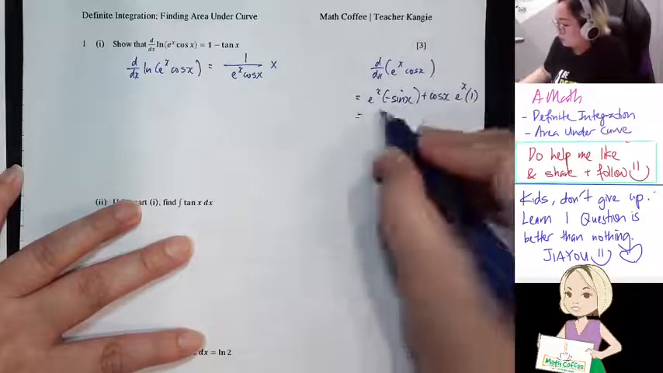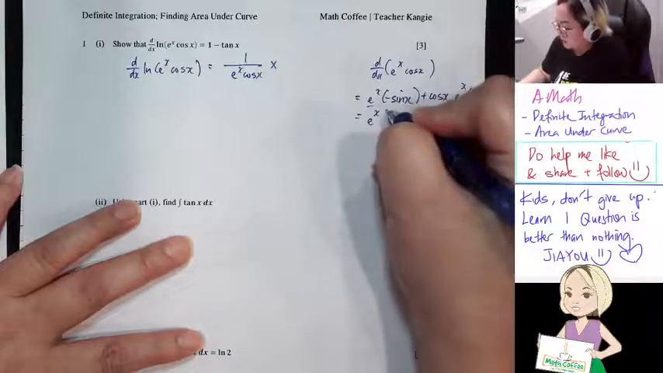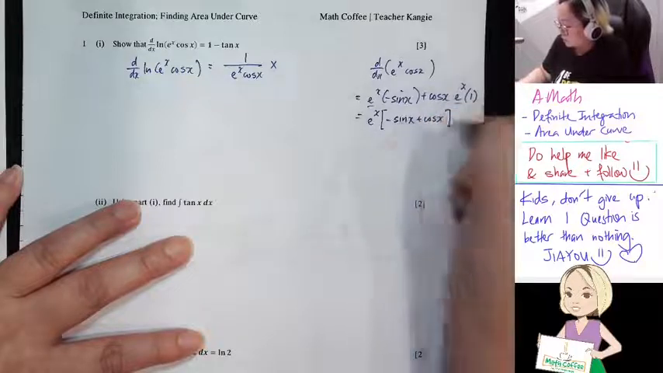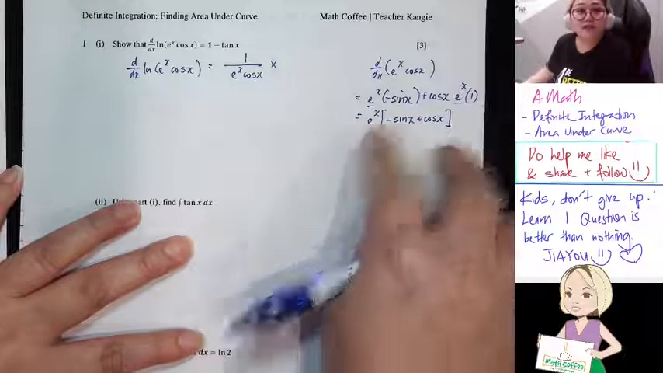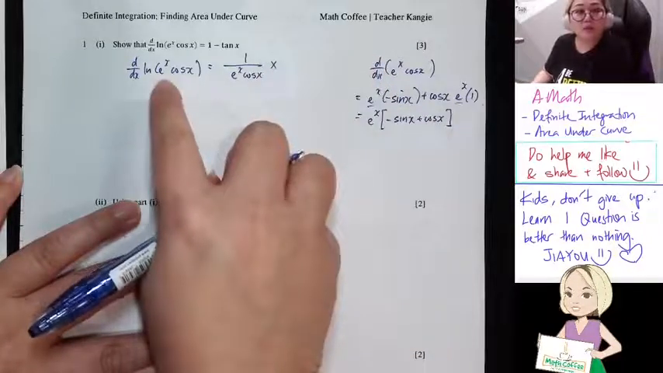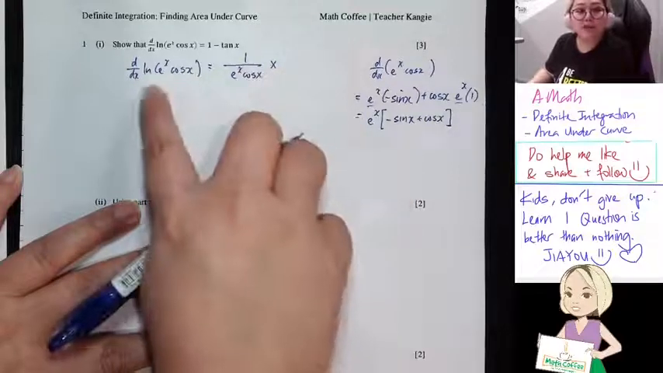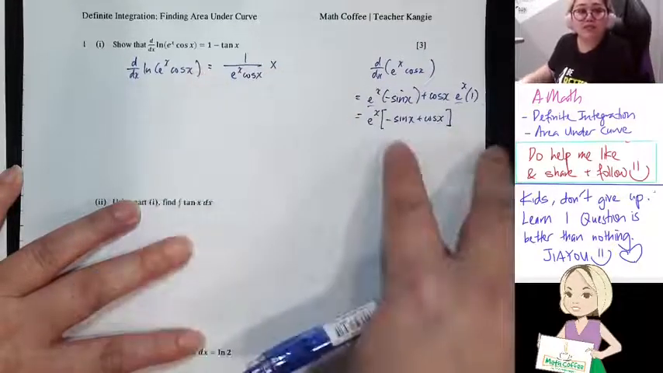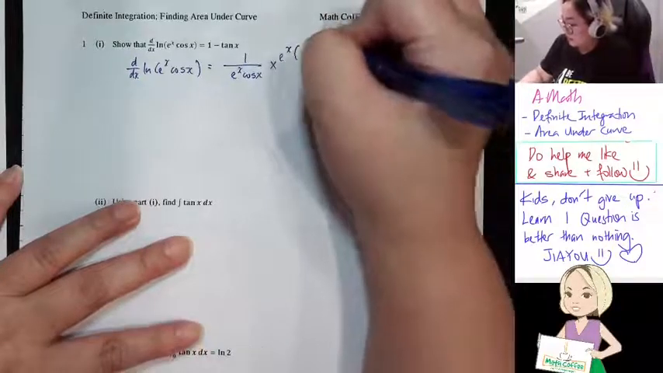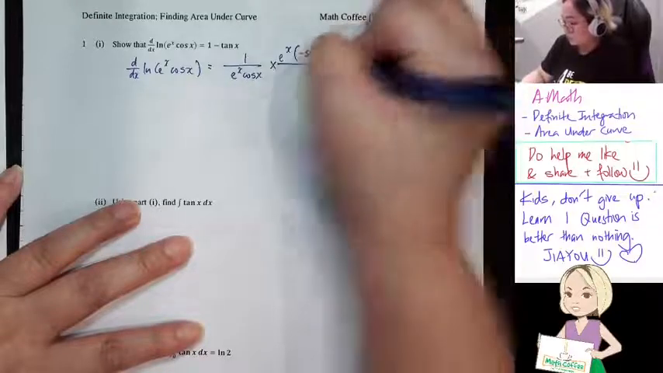If I want to simplify this, I can take out my common factor, e to the power of x. So I have e to the power of x times minus sine x plus cosine x. Now this is my differentiation of this, so I'm going to plug this in here. Because when I differentiate ln, I need 1 over this multiplied by the derivative of the inside. So my derivative of the inside is here, e to the power of x times minus sine x plus cosine x, over e to the power of x cosine x.